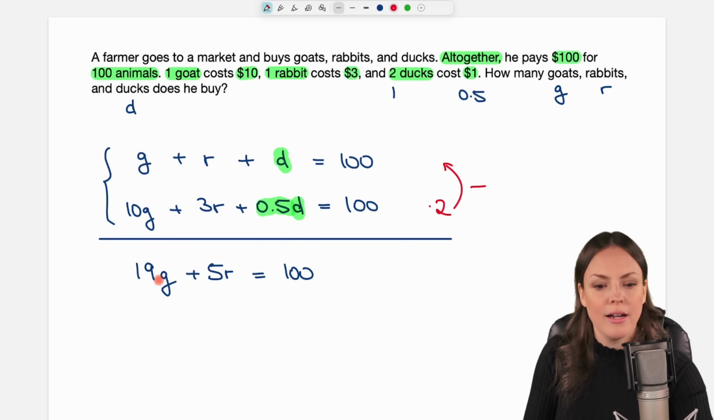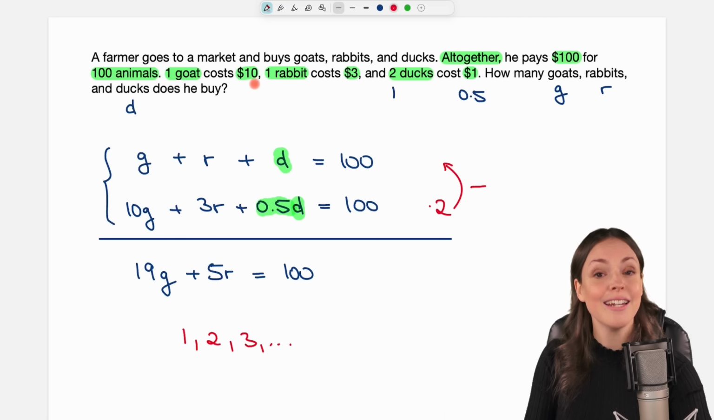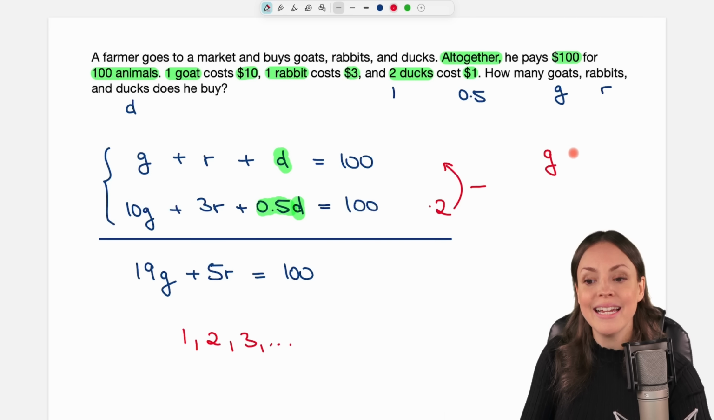Do we know something about G and R? I mean, he buys animals, so G is a number starting either from 1 or 2 or 3 and so on. But the question is, is there a limit for the amount of goats he's going to buy? Each goat costs $10. He only spends $100 in total, so he cannot buy so many goats. Even if he bought 10 goats, he would have spent $100 already, so he has to buy less than 10 goats.